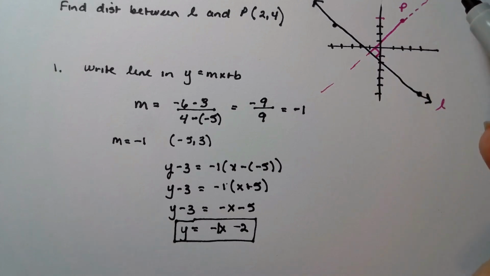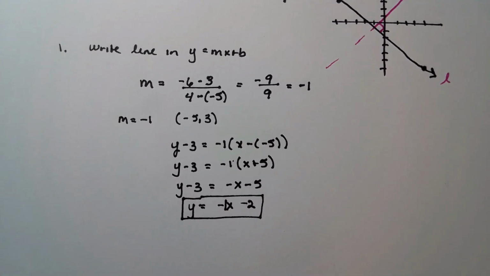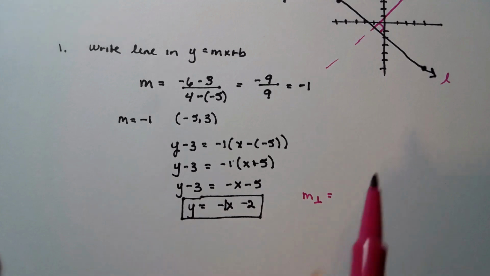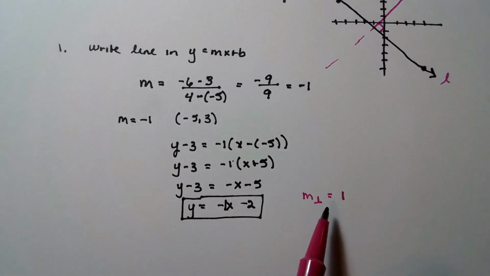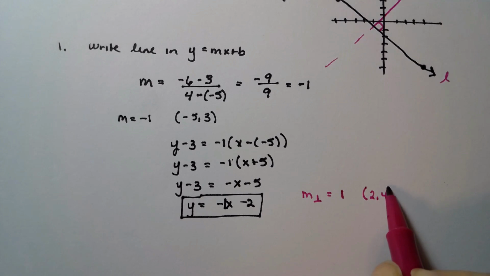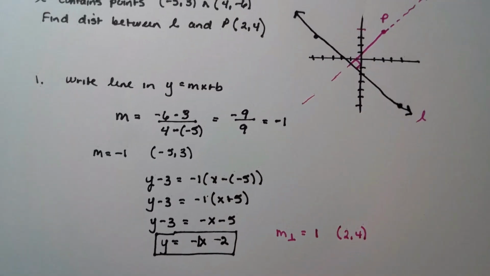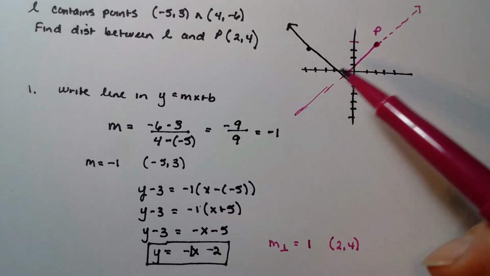Okay, so remember that this pink line here is going to be perpendicular, and that's why I need the slope of the perpendicular line. So you're going to use the slope of the line L, which is -1, to find the perpendicular slope. Well, for the perpendicular slope, you flip it and change the sign, so it's just +1. And I'm going to use this in conjunction with my point P, which is 2, 4, because this point P lies on this perpendicular line.